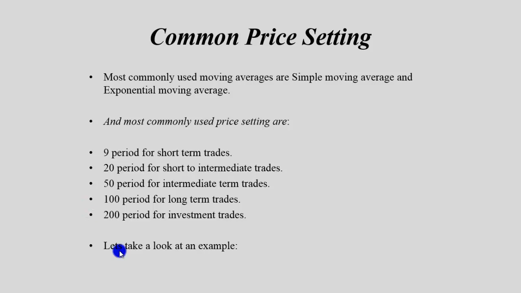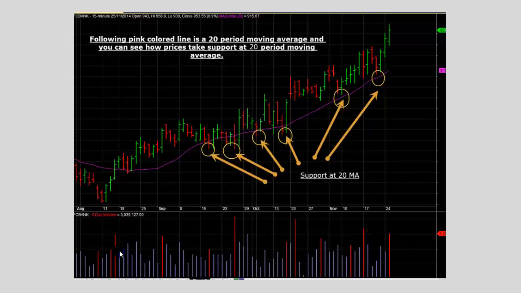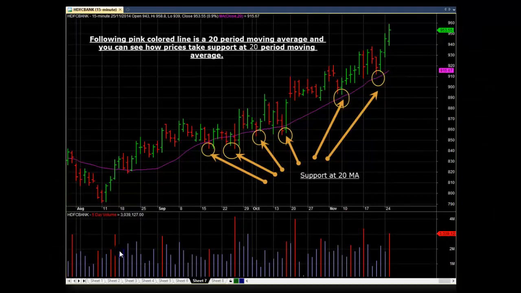Let's take a look at an example. Following is an HDFC Bank chart. It's a daily chart covering data from the month of August 2004 to November 2014. The pink colored line is a 20-day moving average of close.